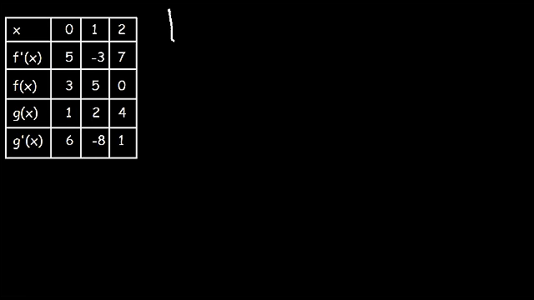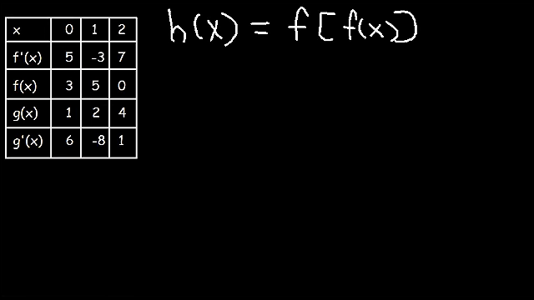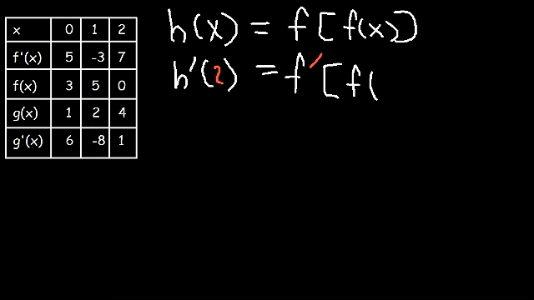Now let's say if h of x is equal to f of f of x. What is the value of h prime of 2? Go ahead and try that one. So first, we need to know the derivative of f of f of x. So it's the derivative of the outside part, f prime, and we need to keep the inside the same, but instead of writing f of x, we're going to write f of 2, and then times the derivative of the inside part, so f prime of 2.